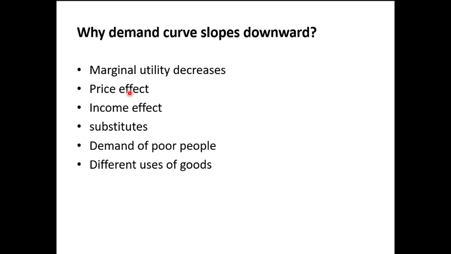How? In the sense, because of the price fall, they can buy more. Price effect in the sense, when the price of the commodity reduces, it will create a new demand for the commodity so that they buy more. Okay, this is price effect. Income effect. So income effect is also the same. When the price of the commodity falls, the purchasing power of the income increases.